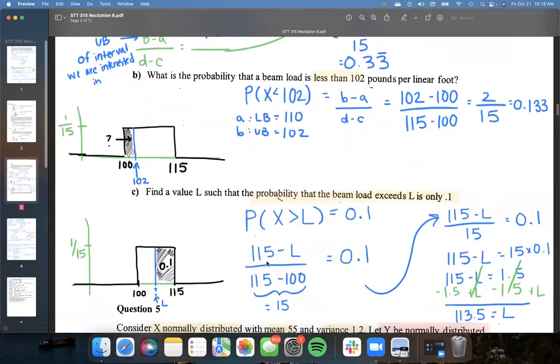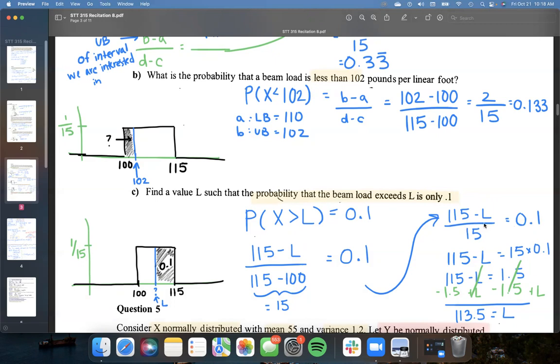So here we know that our upper bound in our interval we're interested in is 115. And then our lower bound, we don't know. That's what we're trying to find. So that's L. And then our denominator stays the same, 115 minus 100. So then you just solve this algebraically. So you get 115 minus L over 15 equals 0.1.